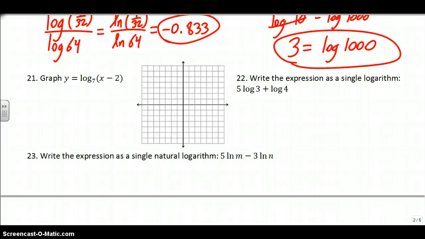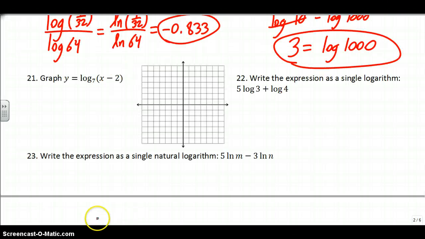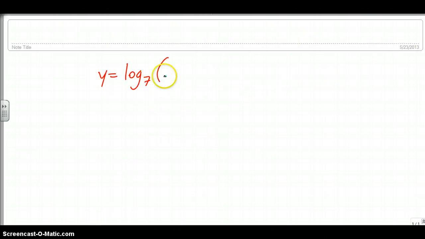21, this is probably the bear right here. Graph y equals log base 7 of x minus 2. I'm actually going to go to a different sheet here to do this one because I want to make sure we have enough room for it. Y equals log base 7 of, what was it? I think it was x minus 2.